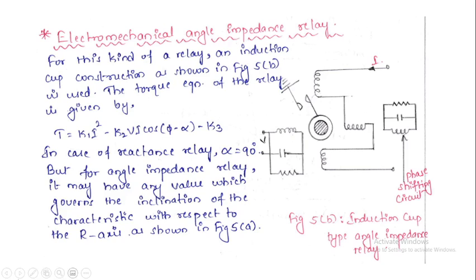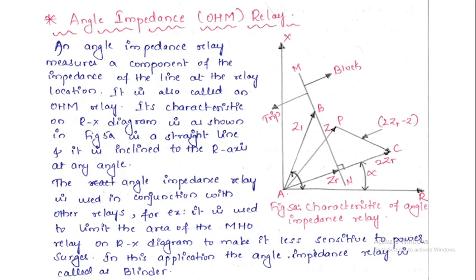Depending upon the value of alpha, the characteristic is going to vary. For that purpose it is known as an angle impedance relay. At whatever angle this line has an inclination, that angle we can vary, and depending upon that it is going to give the output. Below that line the relay is going to trip, and above that it is going to block the operation of the relay, so the relay is not going to operate. So this is about the simple angle impedance relay, also called an ohm relay.